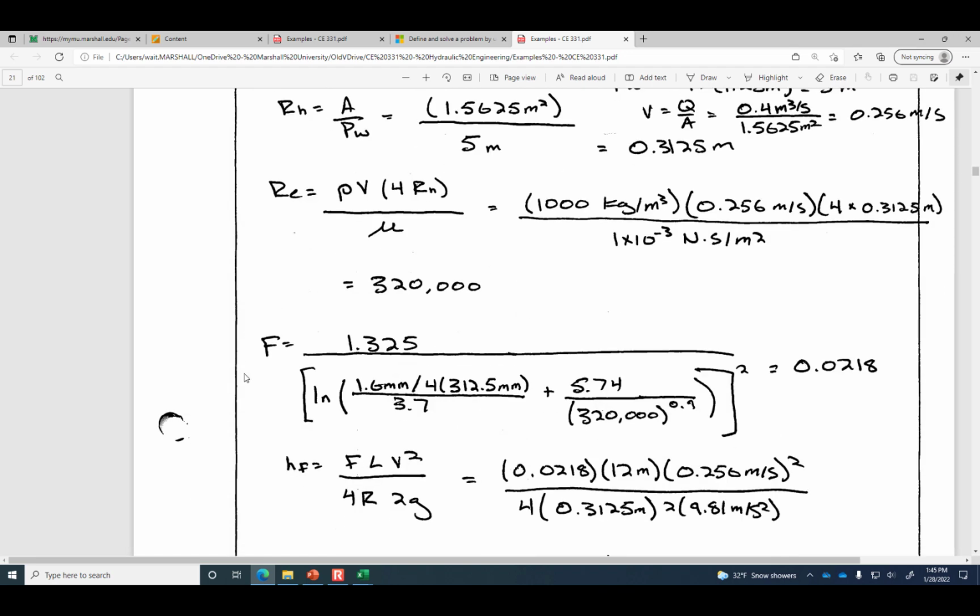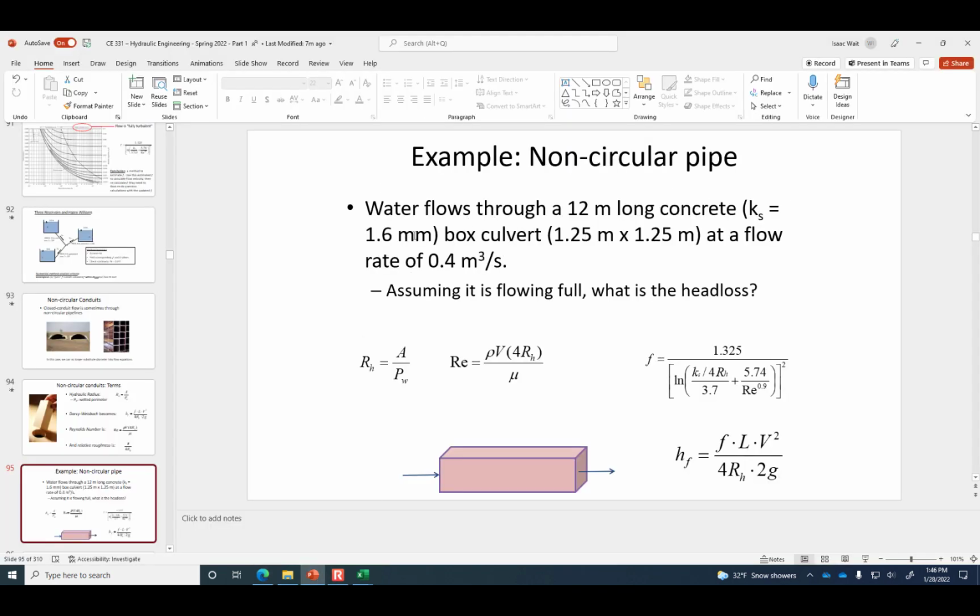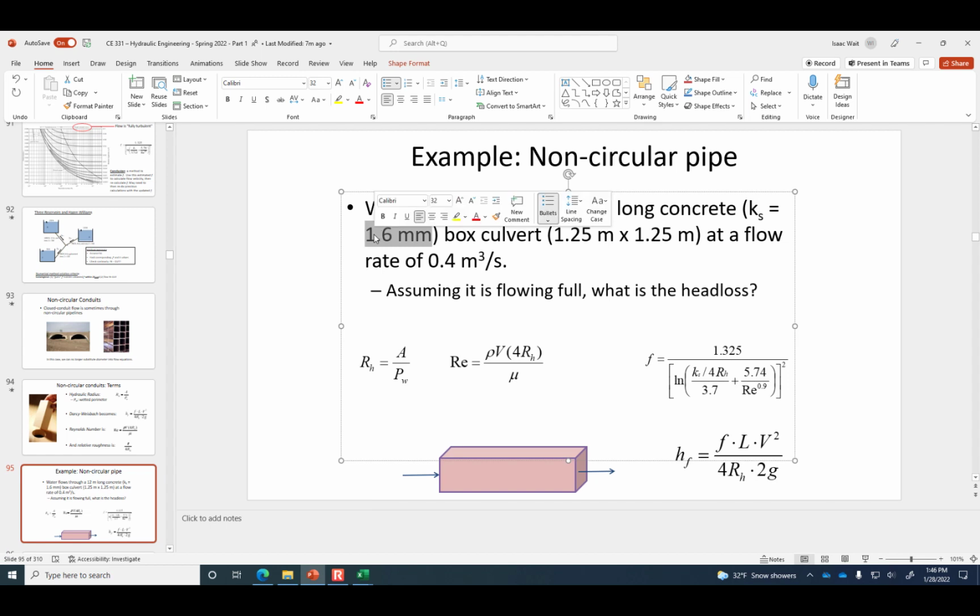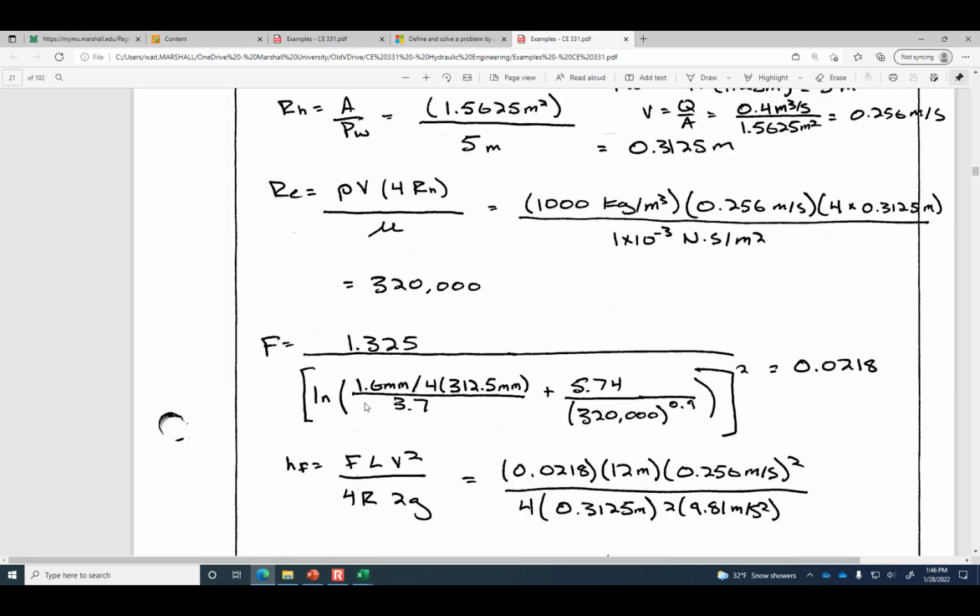And then here you can see in the Jain equation that the 4 times the hydraulic radius is going into the Jain equation. Let me just draw your attention to the fact that in this example, if we know the equivalent sand roughness in millimeters, then we want to put millimeters as the length unit for hydraulic radius, because the units have to be the same. So in this substitution here, it's 1.6 millimeters of roughness and 312.5 millimeters of hydraulic radius. So it cancels out. This term itself is unitless, but the numerator and the denominator should both be in millimeters.